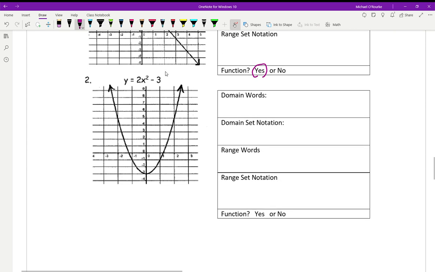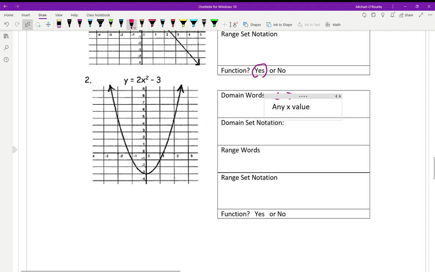Okay, so now we're going to do domain here. We're thinking left and right with domain. In this case, that's going to continue to go left forever and continually go right forever. So in words, it could be any x value, because it's going to go forever. So it can be any x possible.